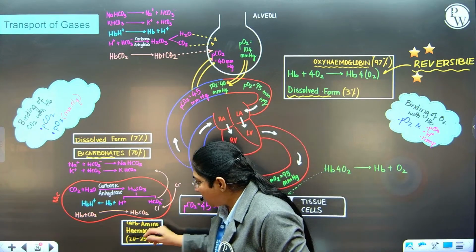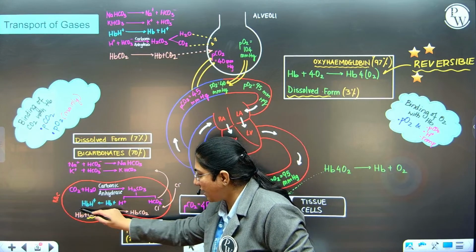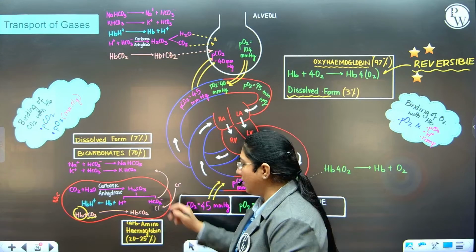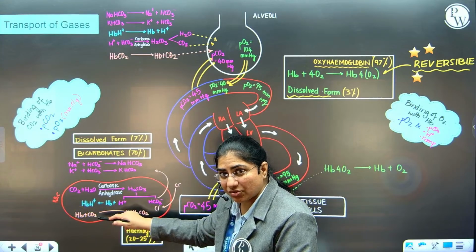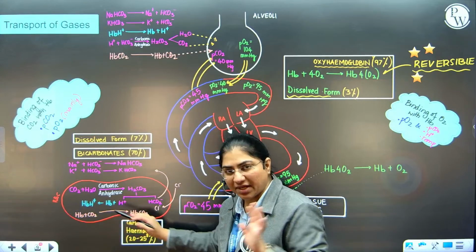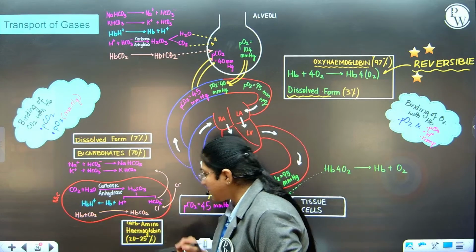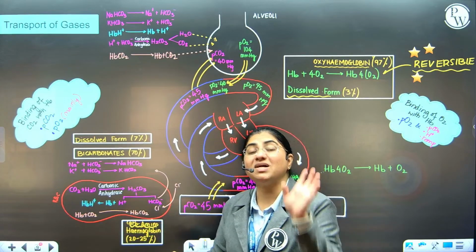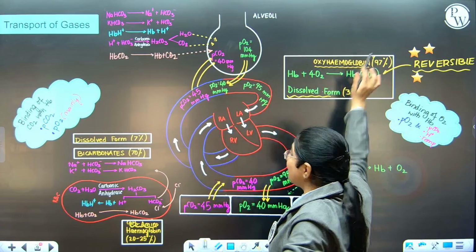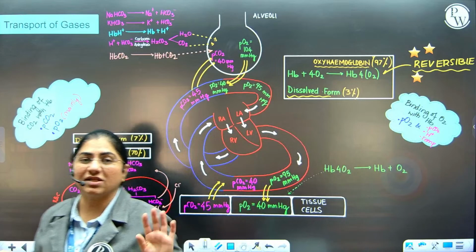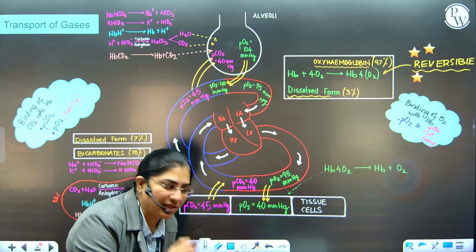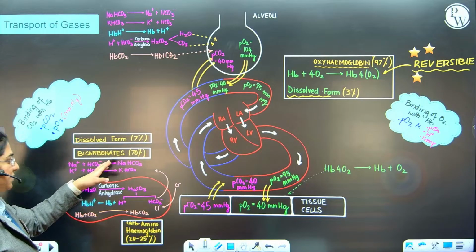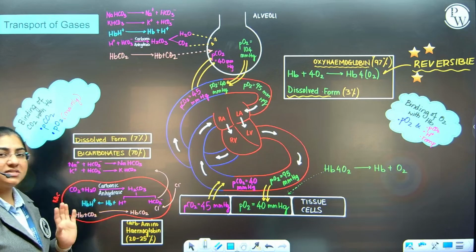Now 20 to 25% of carbon dioxide combines with hemoglobin. Hemoglobin is free because oxygen has dissociated from it. So the more the oxygen dissociates from hemoglobin, the more it can bind with carbon dioxide. So it binds with hemoglobin to form carb-amino-hemoglobin. Remember, not carboxy. Oxygen binds to form oxyhemoglobin. Carbon dioxide binds to form carb-amino-hemoglobin. So 20 to 25% is carb-amino-hemoglobin, 70% is bicarbonates, and 7% is dissolved form.